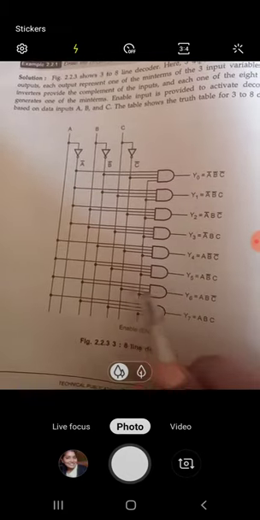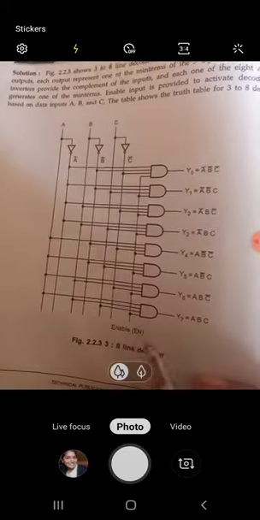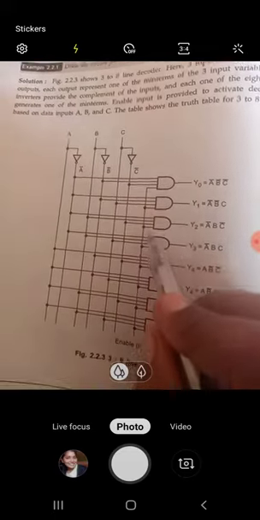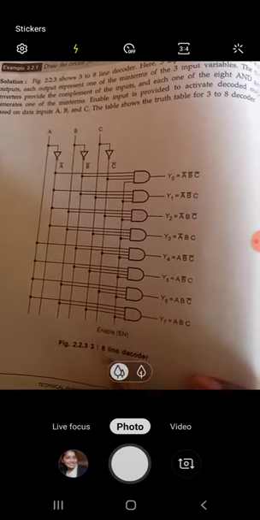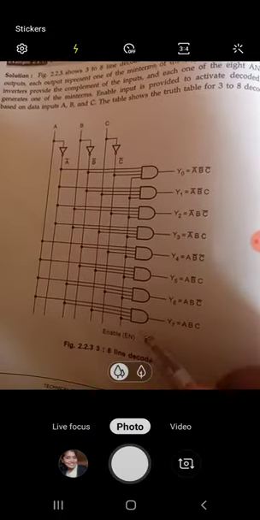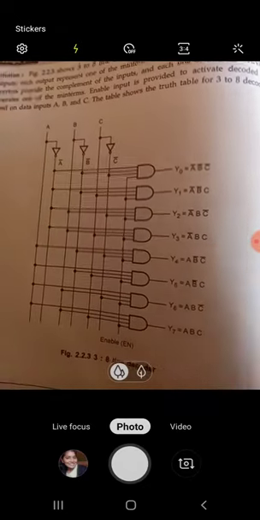Similarly for Y5 and Y6. What we have done is that all the inputs we have tapped and given to one pin, that is the enable pin. It means these pins will be active only when the enable pin is at logic 1, at logic high. Then only all the pins will be active.